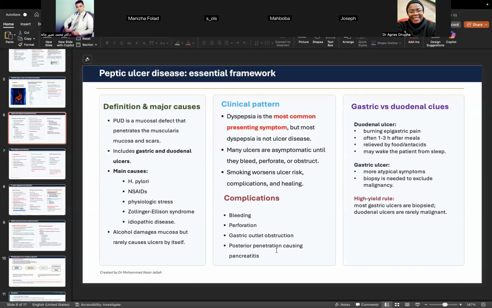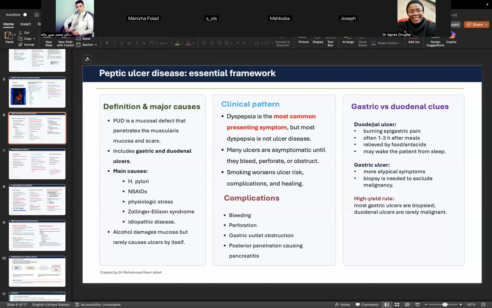Okay, so they might test you. I have seen it once or twice in a question bank that the patient had PUD but the pain was radiating to the back. It's because the PUD causes pancreatitis, and pancreatitis pain radiates to the back. Gastric versus duodenal.